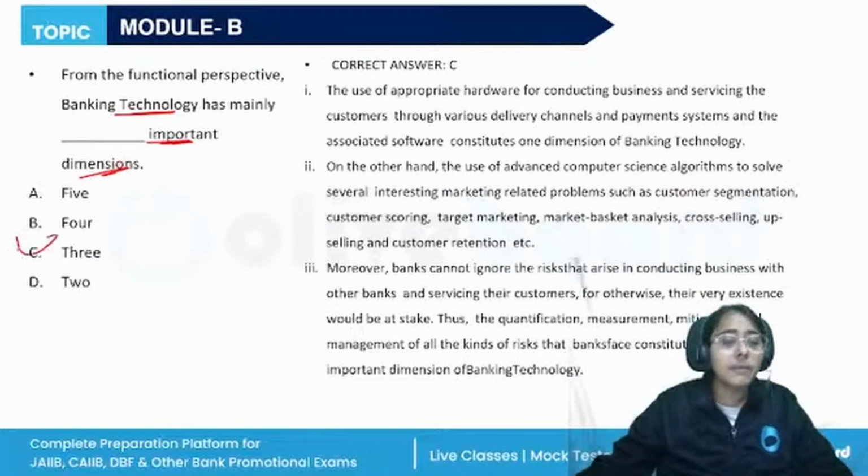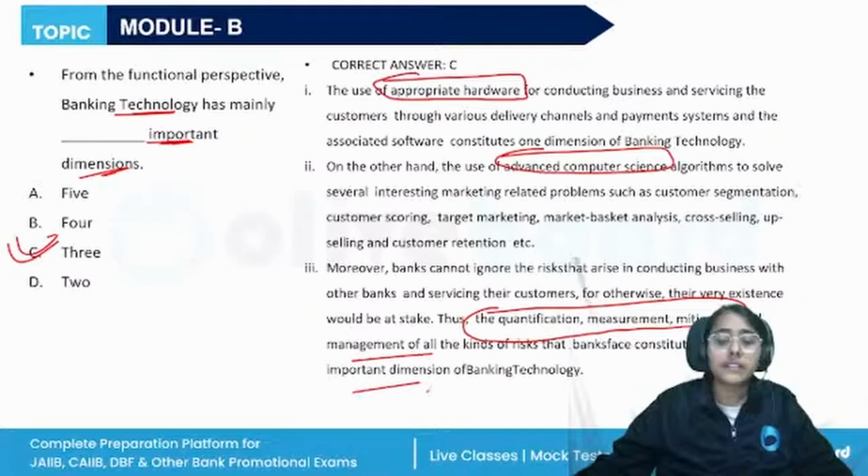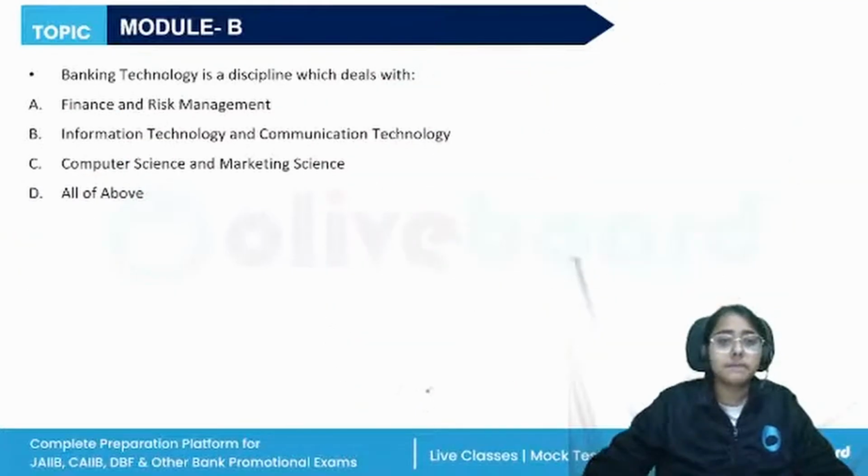So, three dimensions are there: use of appropriate hardware, use of advanced computer science, and conducting business for the quantification, measurement, mitigation of the risk. Right? So these are the three important dimensions of banking technology. Hardware for providing services to the customers, various delivery channels. Then advanced computer science for the marketing related problems like customer segmentation, customer scoring, etc., and risk management as well.